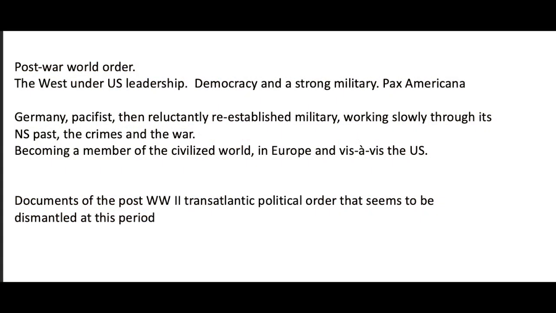That is another subject. Now, as to the post-war world order, the West under US leadership, democracy and a strong military, that's what came from America, the Pax Americana, as mentioned before. Germany is pacifist, reluctantly reestablished its military, working slowly through its part in the crimes and the war, becoming a member of the civilized world in Europe and vis-à-vis the US. These are indeed, in my view, documents of the post-World War transatlantic political order that seems to be dismantled at this point in time.